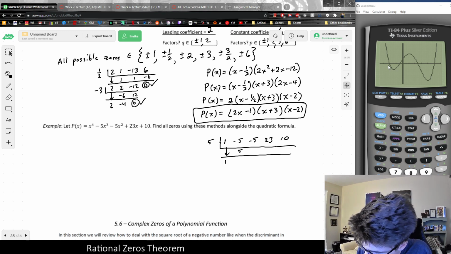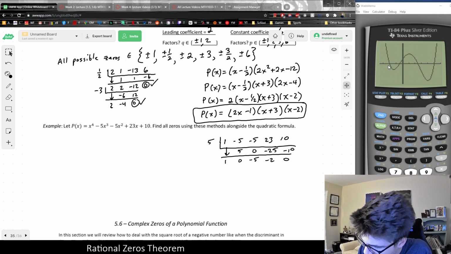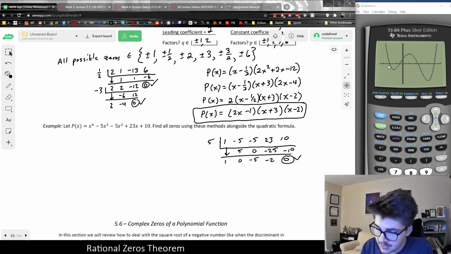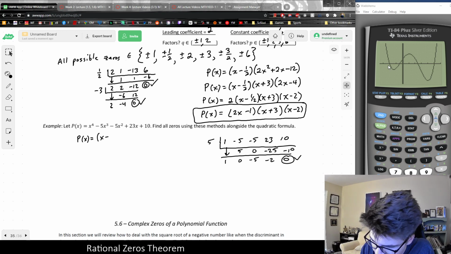1 times 5 is 5. This would give me 0. 0 times 5 is 0, plus -5. Multiply, -25, add, -2, multiply, -10, 0. And what I can confirm is that x minus 5 is a factor of this polynomial. And the quotient is going to be x cubed minus 5x minus 2.